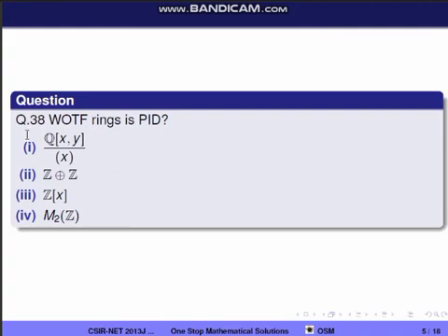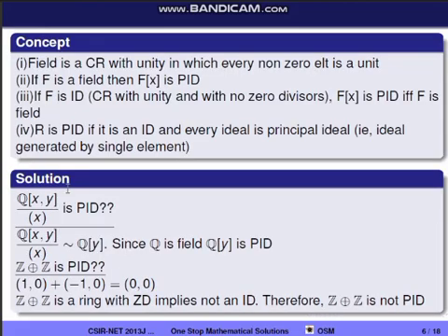Next question, question 38. Which of the following rings is a principal ideal domain? We have been given 4 options, and we have to find which of them is a principal ideal domain. So first of all, we'll look into the concepts that are used in the question.